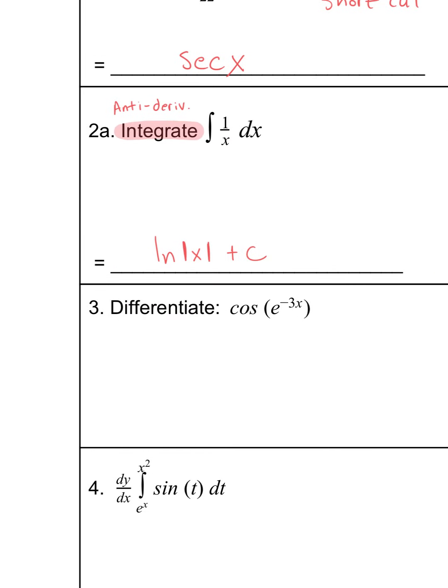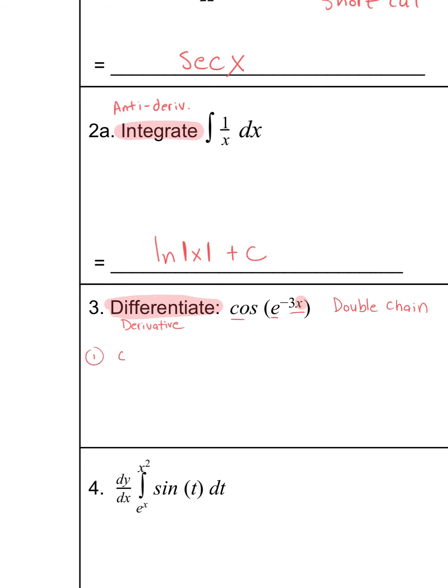Number 3, differentiate. What does differentiate mean? That means to find the derivative. All right, so this is a composite function. You only see the letter x once, but there are 3 functions, cosine, e, and negative 3x. So this is going to be a chain rule, and since there are 3 functions, this is going to be a double chain. So let's write them out.